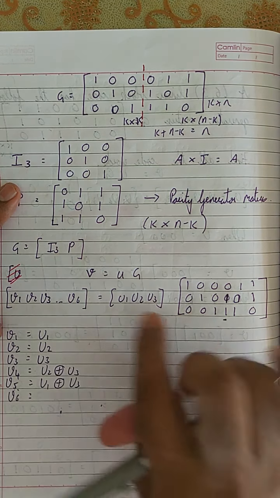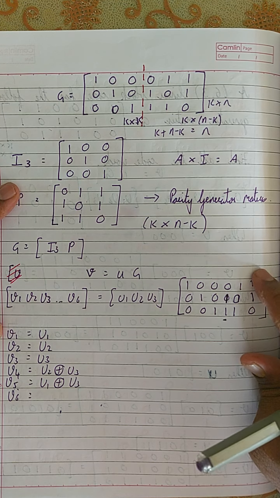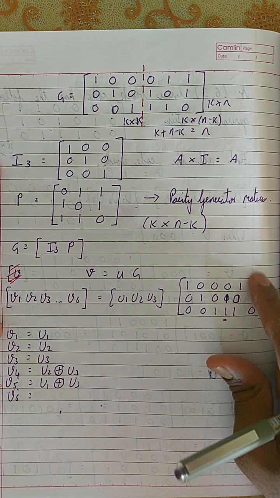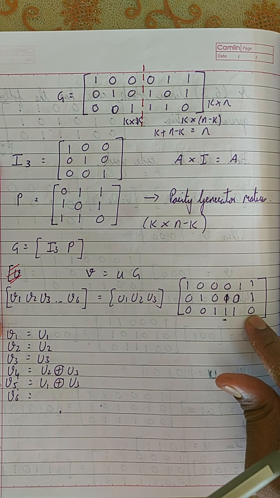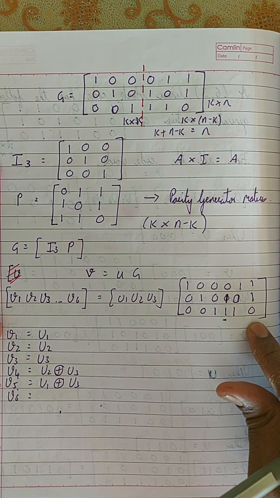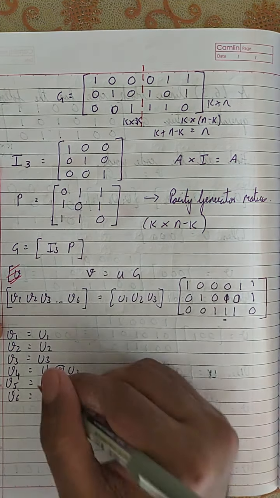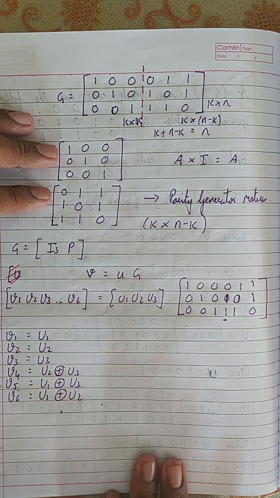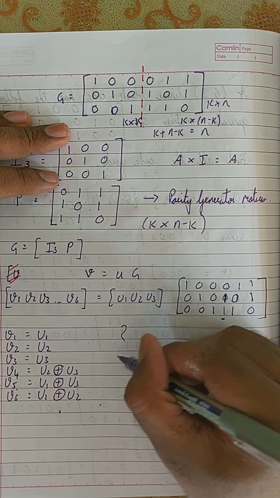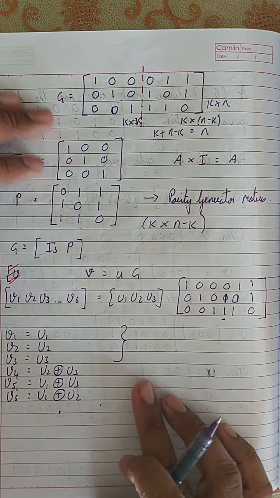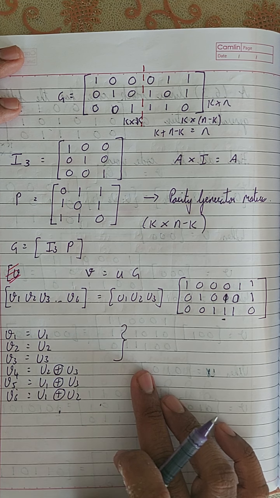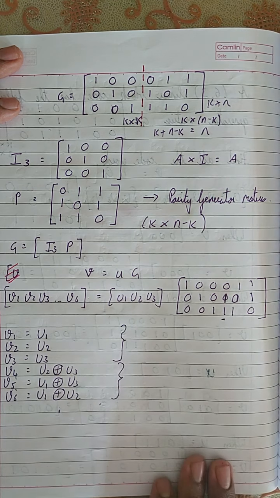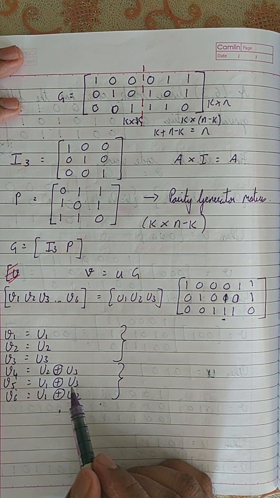The value of V6 is obtained by multiplying the message with the third column of the parity generator matrix, or the sixth column of the generator matrix, which is 1, 1, 0, and you will get U1 XOR U2. If you look over here, the first three code bits are exactly the same as your 3 input bits, and the remaining bits are where you need the calculation, and this calculation requires the parity generator matrix.